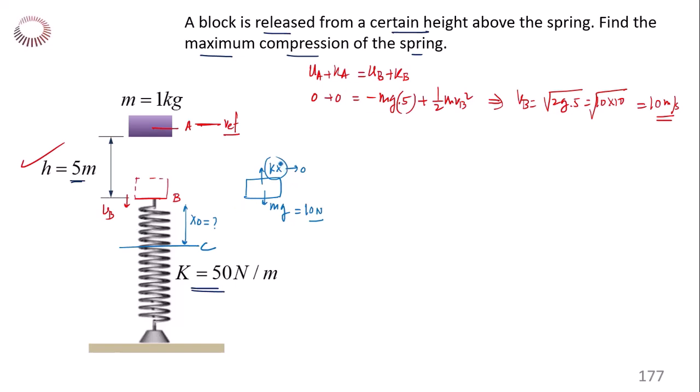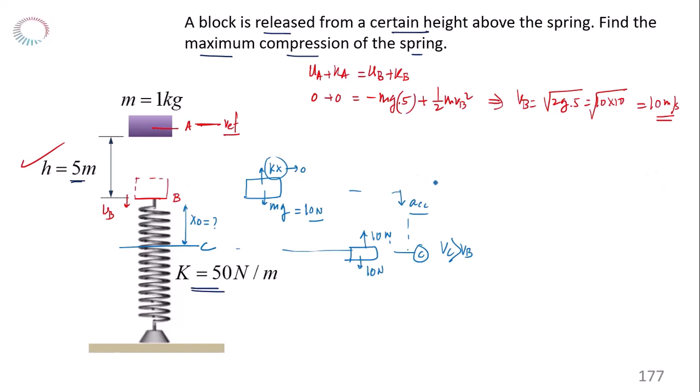I want to calculate the x naught up to which mg becomes kx. Initially the spring force is 0, and at point C, I want to check that mg is equal to 10 Newton, and kx also becomes 10 Newton. So between B and C, net force is acting vertically down, so the particle is moving with some acceleration downward. That means the velocity vC at point C must be more than vB. So what is the velocity at point C?